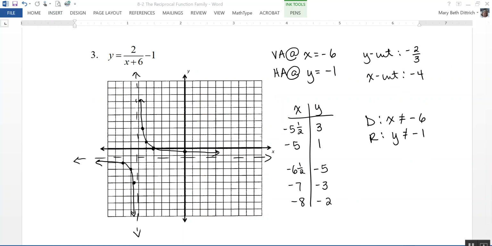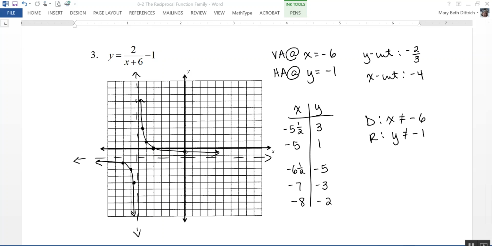And because this video seemed to be getting a little bit long, I went ahead and did our third example for you. Okay, this is y equals 2 over x plus 6, minus 1. So my vertical asymptote is x equals negative 6, because that would make the denominator 0. My horizontal asymptote is y equals negative 1, because that's my value of k. I drew those asymptotes in there. Because a is positive, I know again that I'm going to be in the first quadrant area and the third quadrant area.